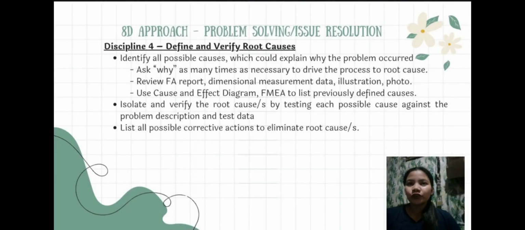In Discipline 4, identify all possible causes, determine potential reasons for the problem. Use the 5 whys technique to drill down to the root cause. Review relevant data like FA reports, measurements, illustrations, and photos. Utilize tools like cause and effect diagrams and FMEA to list previously identified causes.